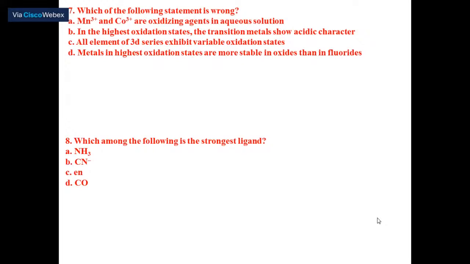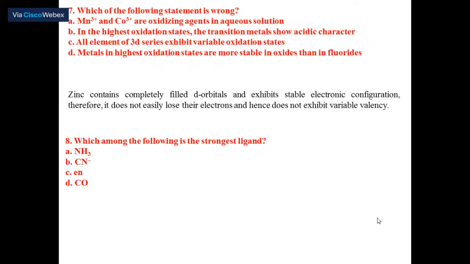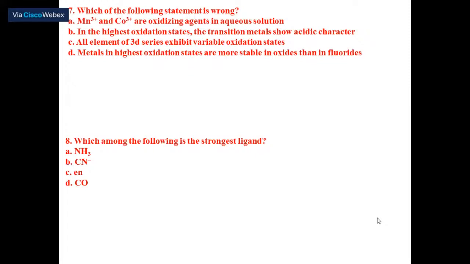So one by one we'll see. So here, what is the answer here? Mn3+ and Co3+ are oxidizing agents. Cobalt in the 3+ oxidation state behaves as an oxidizing agent. Mn in the 3+ oxidation state also behaves as an oxidizing agent. This is because these elements also exhibit higher oxidation states.